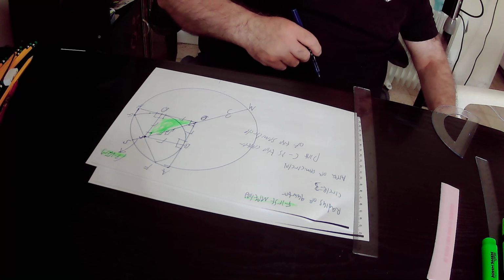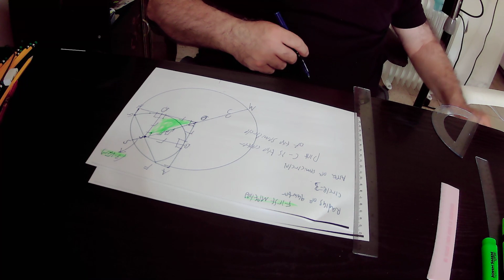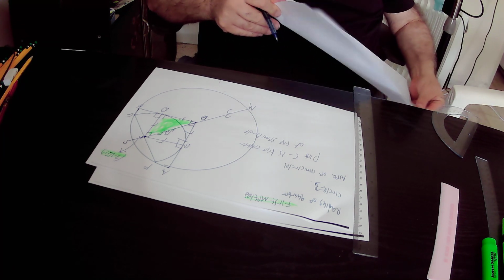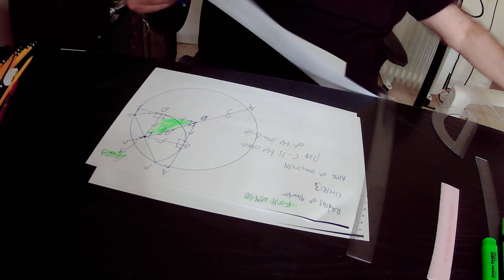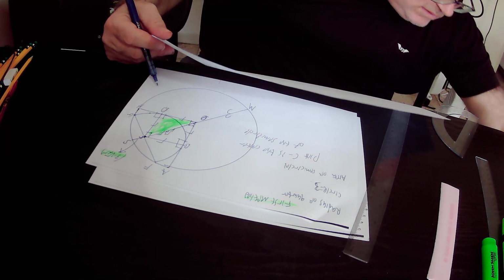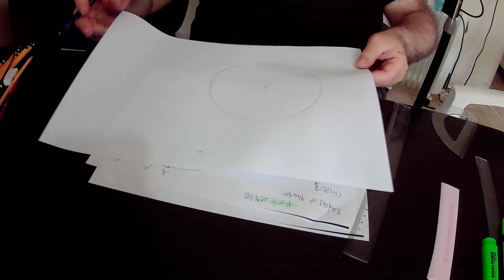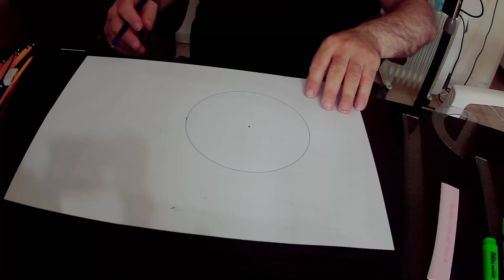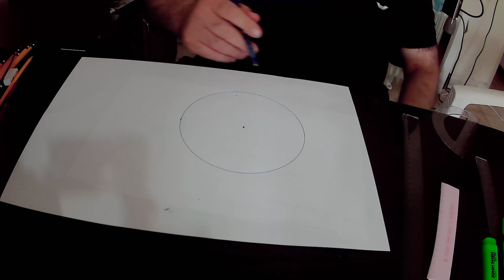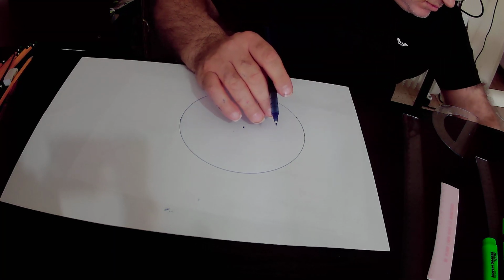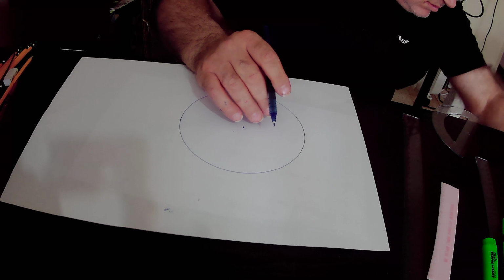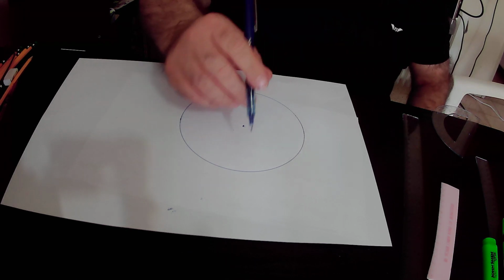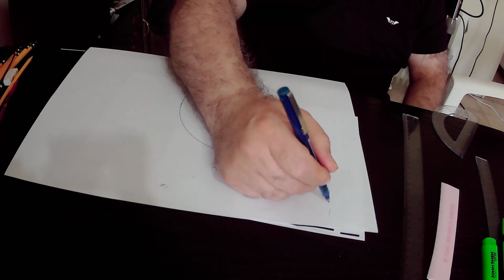And in the next step, I will present to you a new rule, rule number 3. Rule number 3 relates to two chords inside the circle that intersect with each other. Whenever two chords intersect with each other, this will be rule number 3.